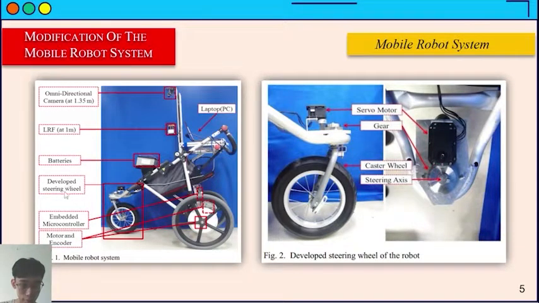The developed steering wheel. You can see the detail in figure 2. It has the servo motor, the gear, the caster wheel, steering assist. The servo motor is used to measure the steering angle of the front wheel, and you can see the embedded microcontroller is used to control the 2 rear wheels of the robot.